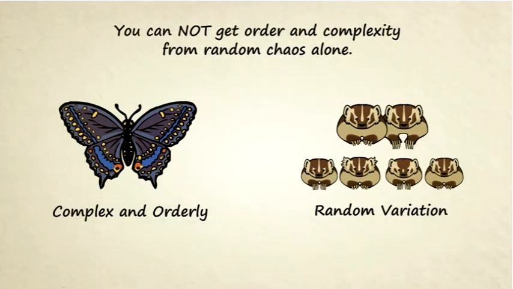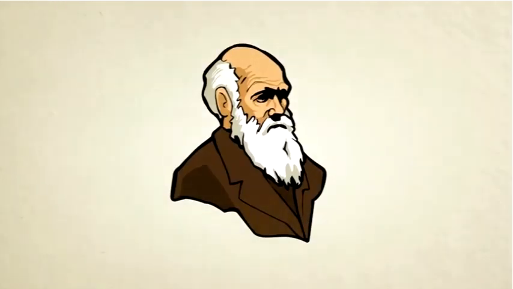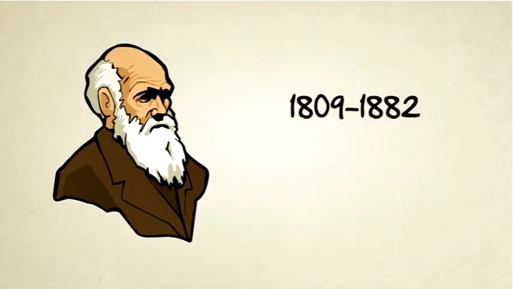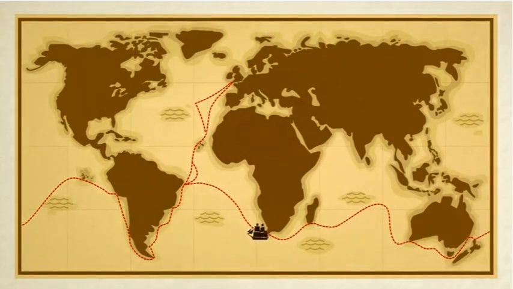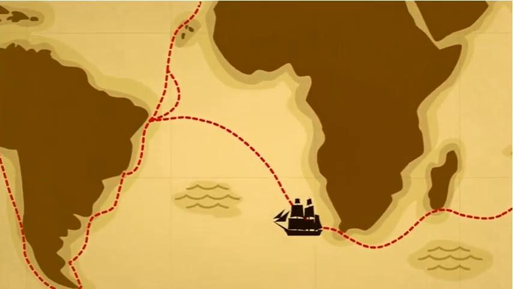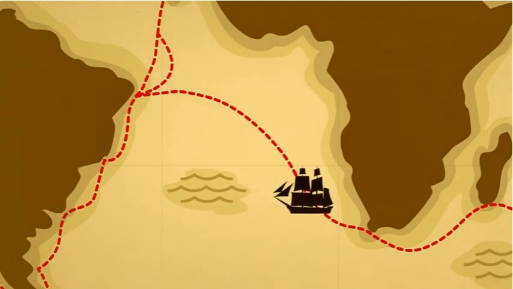All through history, no one could explain how complex life arose from simple life through random variation until Charles Darwin discovered natural selection. Charles Darwin, who lived from 1809 to 1882, was a naturalist, someone who studies nature. At the start of his career, he traveled the world by ship, collecting and documenting plants and animals. During his travels, Darwin became very interested in the idea of common descent.